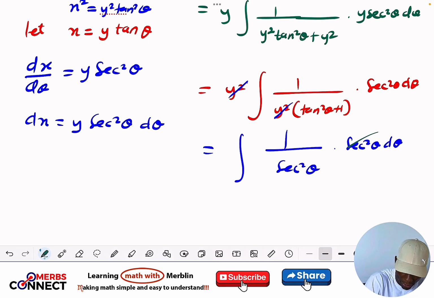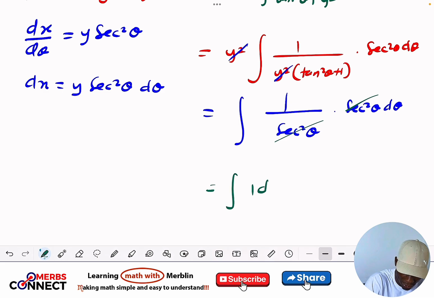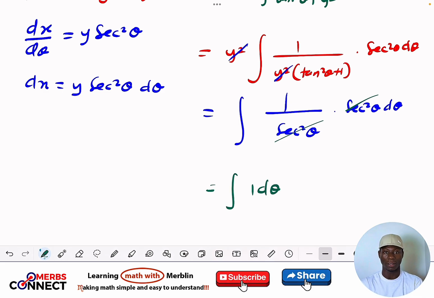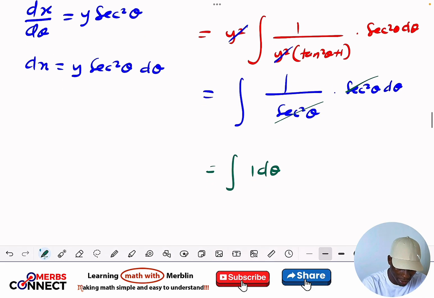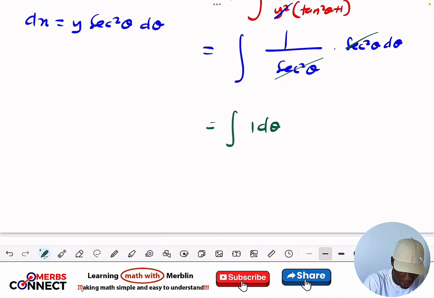And then the magic happens. They are going to cancel out. And then my integration is now just integrating 1, right? And when I integrate a constant, I'm going to get the constant times what I'm integrating with respect to. So this is going to be theta.